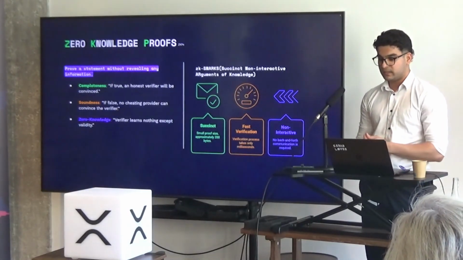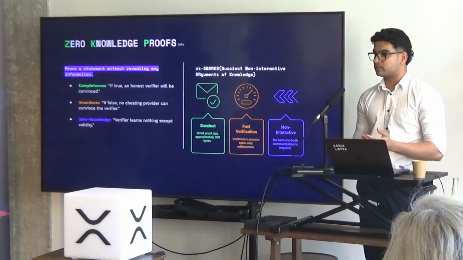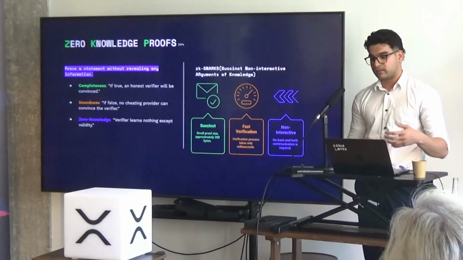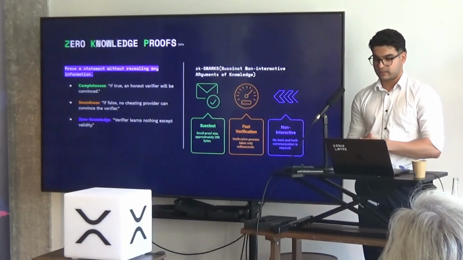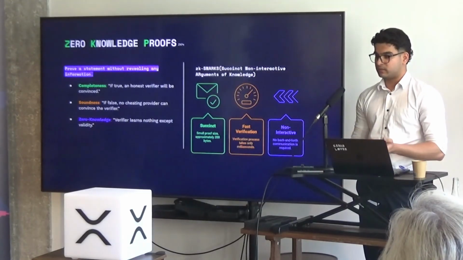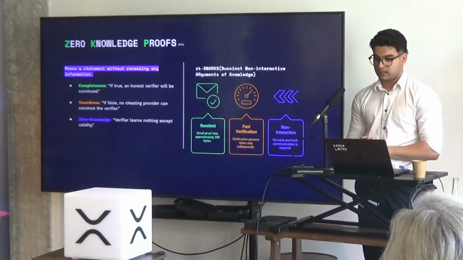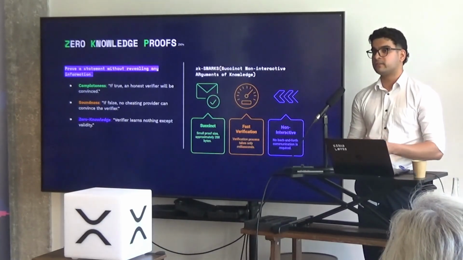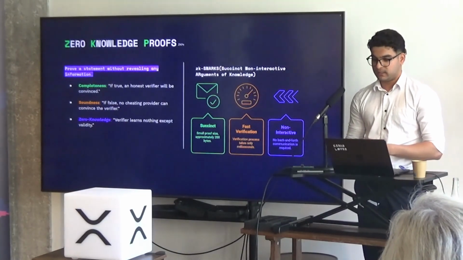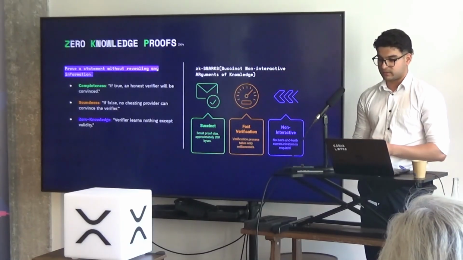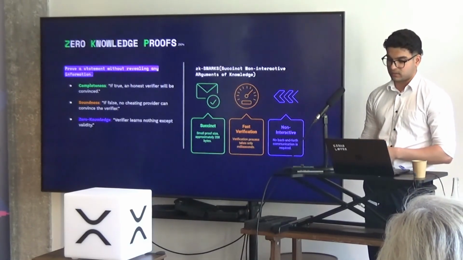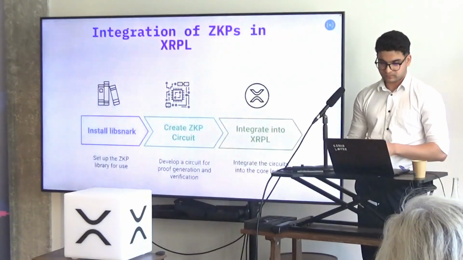So we use zkSNARKs as the first approach in implementing zero-knowledge proofs in the XRPL ledger because they are very small in size, approximately 200 bytes. They only take 5 to 10 milliseconds to verify the proof. And again, like I said, they're non-interactive, so there's no back and forth communication required.